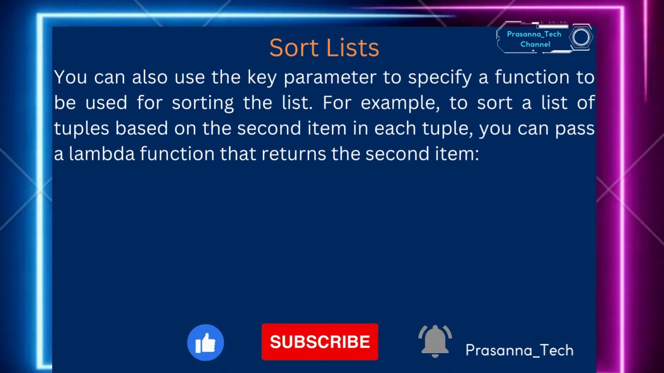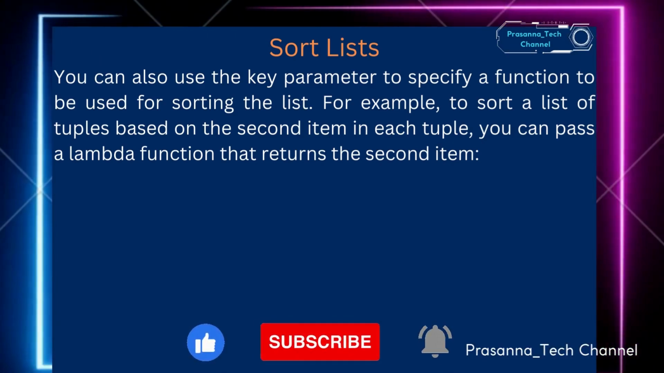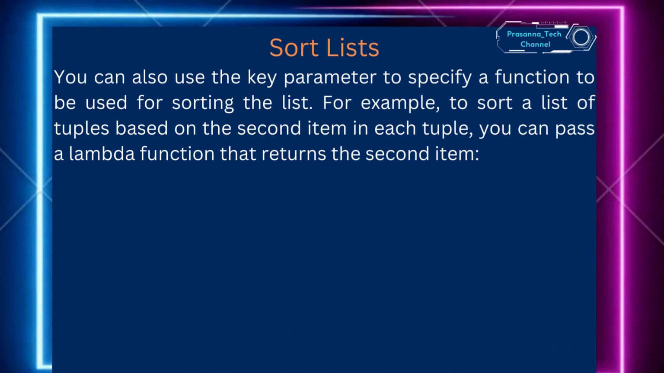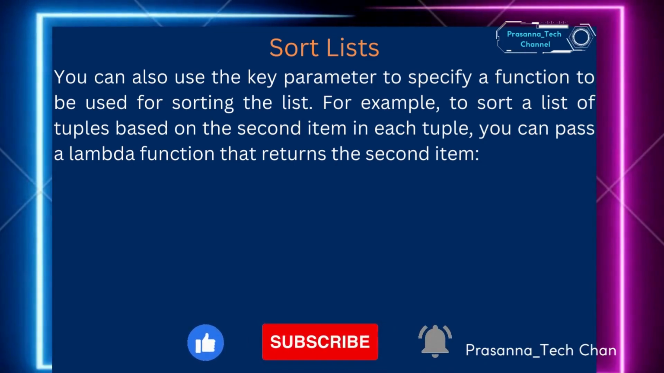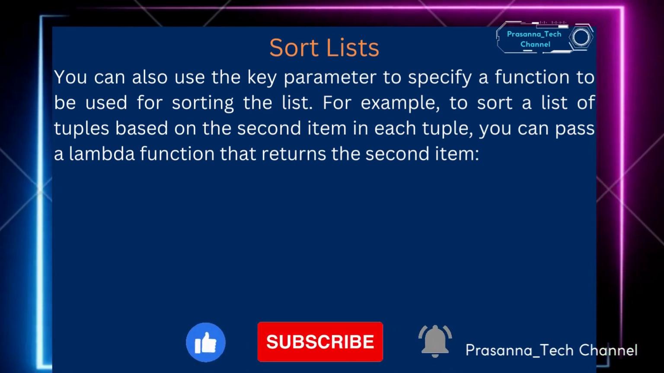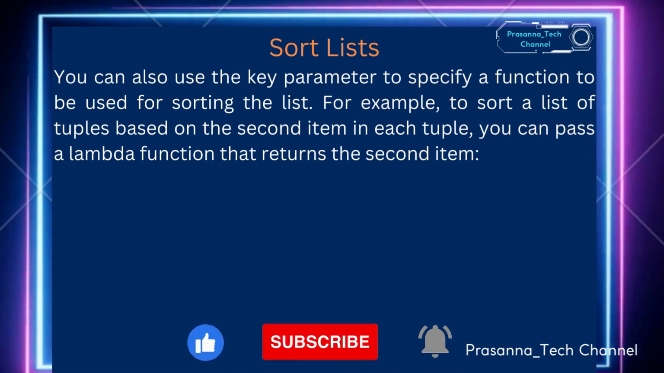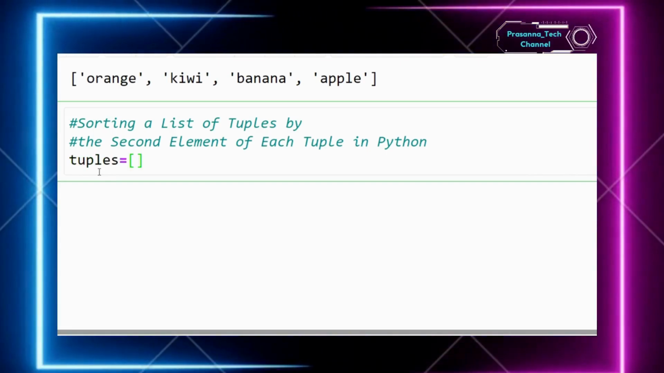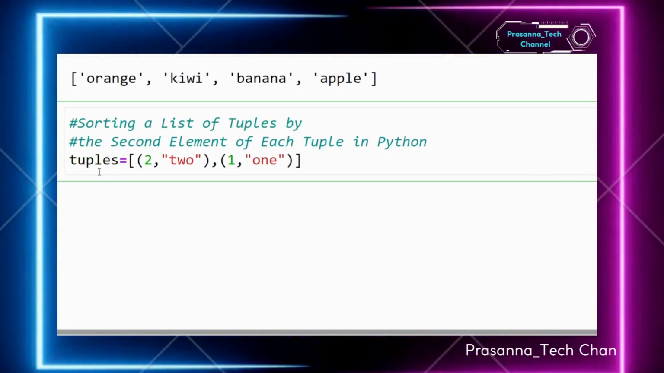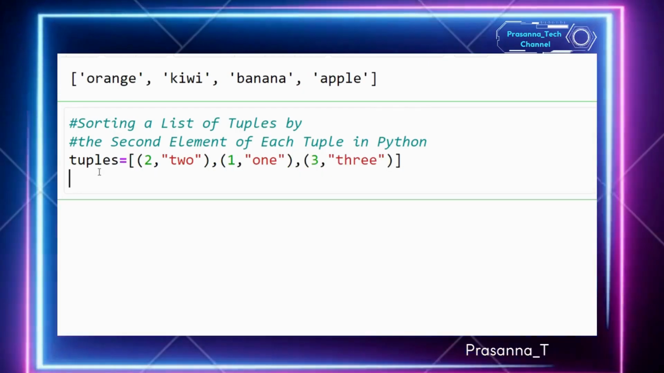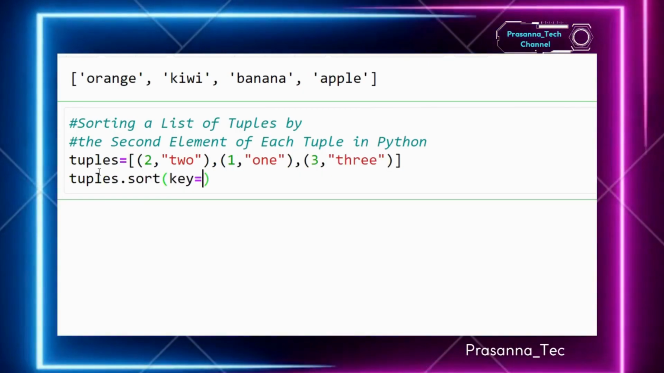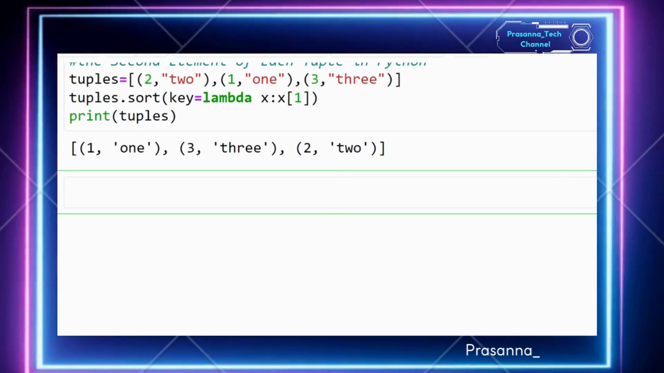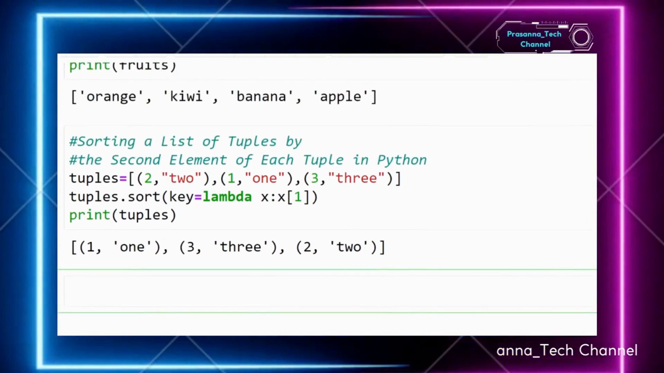You can also use the key parameter to specify a function to be used for sorting the list. For example, to sort a list of tuples based on the second item in each tuple, you can pass a lambda function that returns the second item. tuples = [(2, 2), (1, 1), (3, 3)]. tuples.sort(key=lambda x: x[1]). print(tuples).